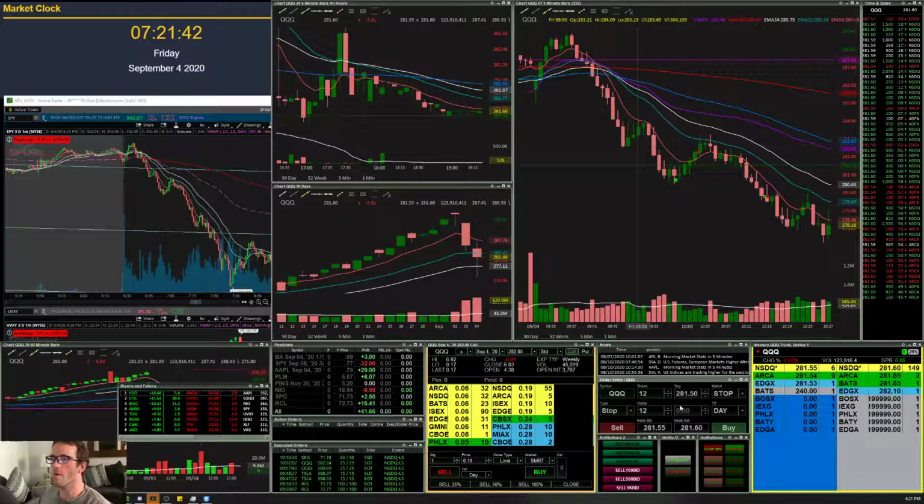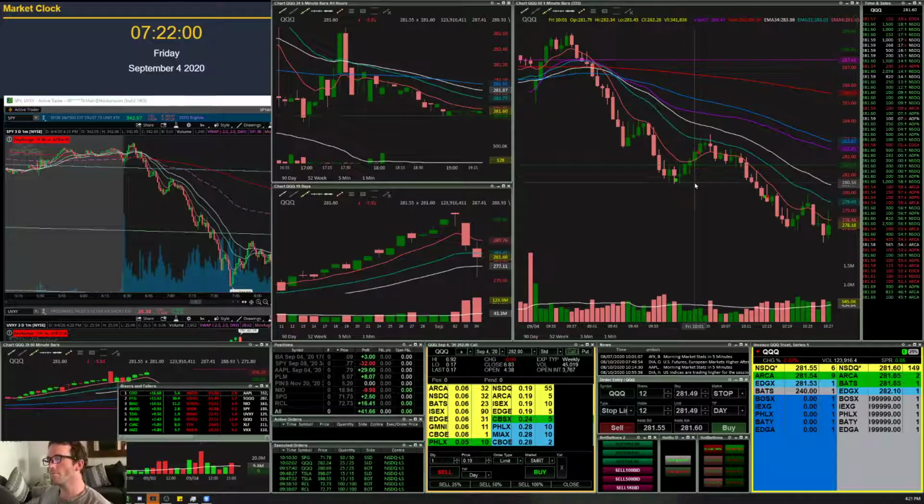I can have it trigger so that when it gets to that price, it sells or it buys. So I just go to stop, and then the price, and then whatever I want it to do when it gets to that point, buy or sell. There's stop limits, which are a little different.